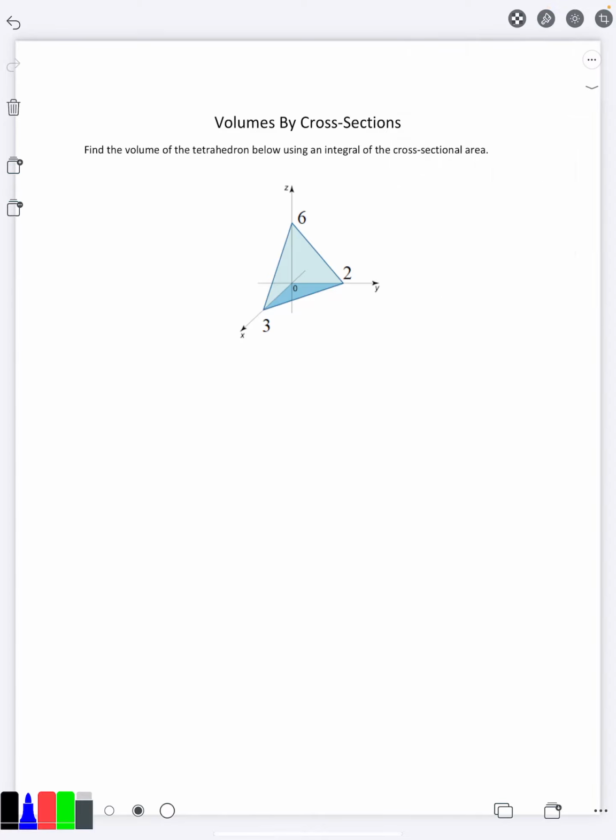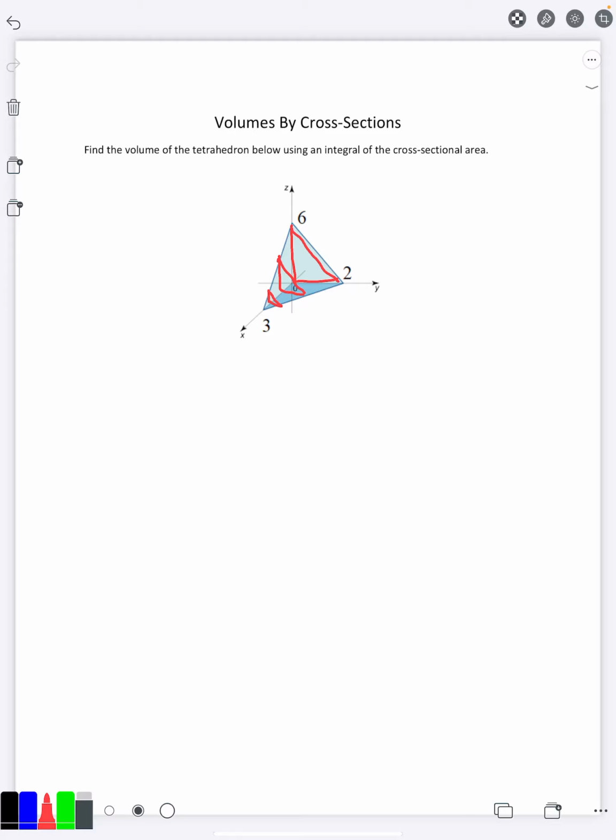In this video, we're going to learn how to find volume using cross sections. What that means is we have this three-dimensional shape here, we're trying to find the volume of it, and we're going to break it up into a bunch of little pieces. So there'd be one piece, here's another piece, here's another piece, and so on.